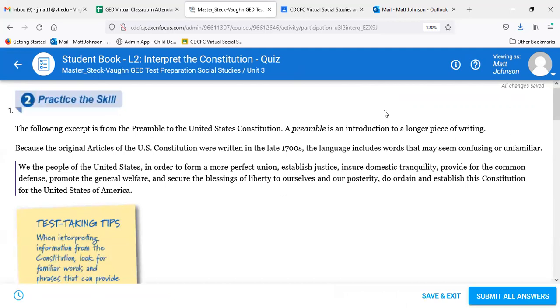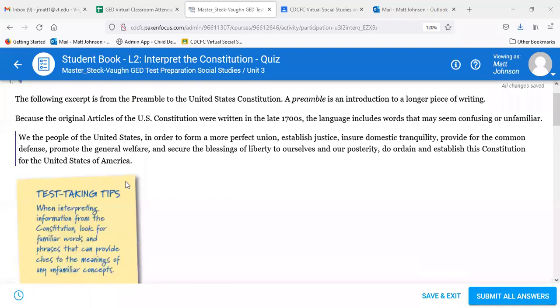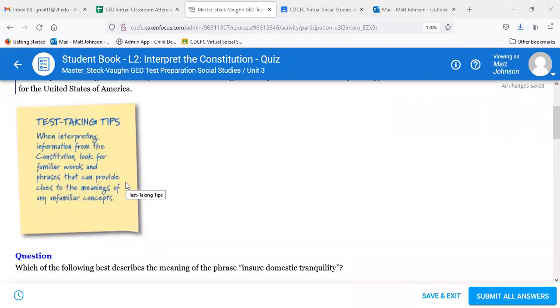And there's our preamble again, right there. Okay. In our test taking tip, when it says interpreting information from the Constitution, look for familiar words and phrases that can provide clues to the meanings of any unfamiliar concepts. So just like we did, it's like looking for context clues, and it's talking about that, right?